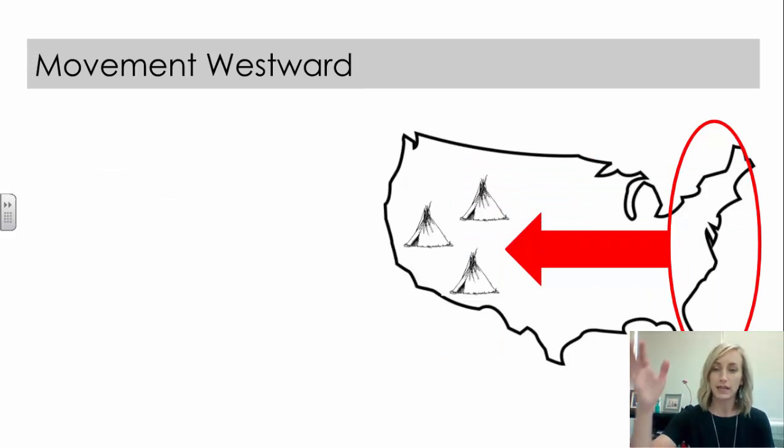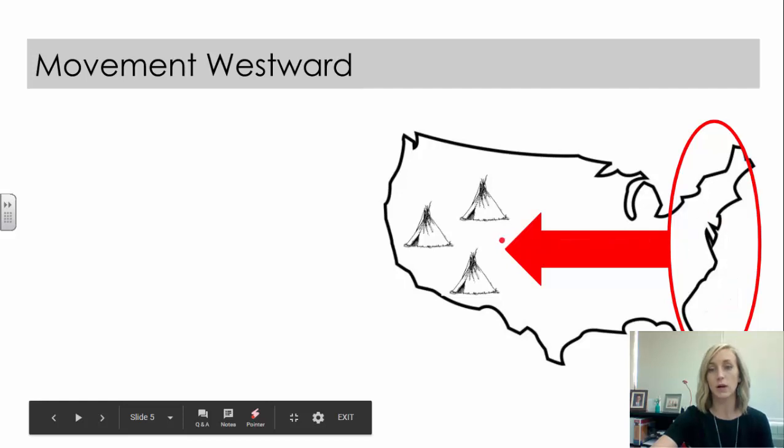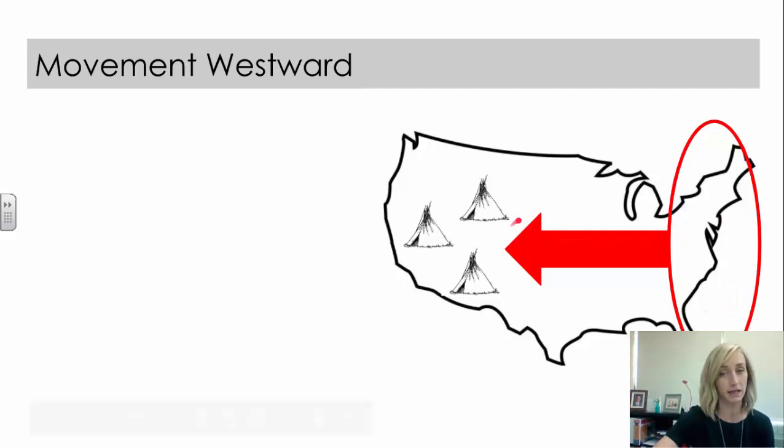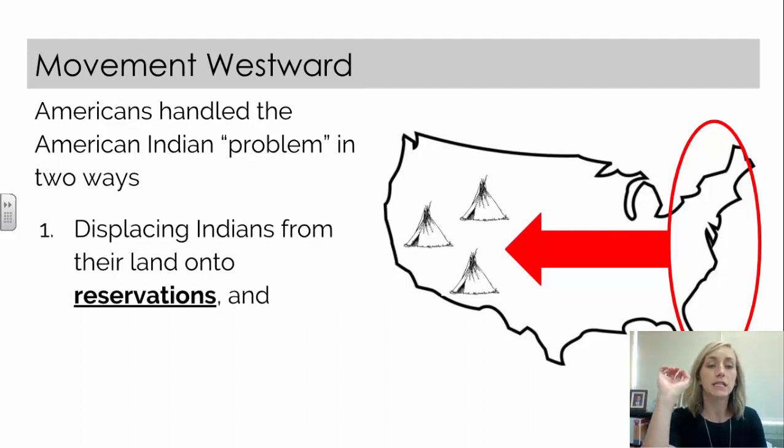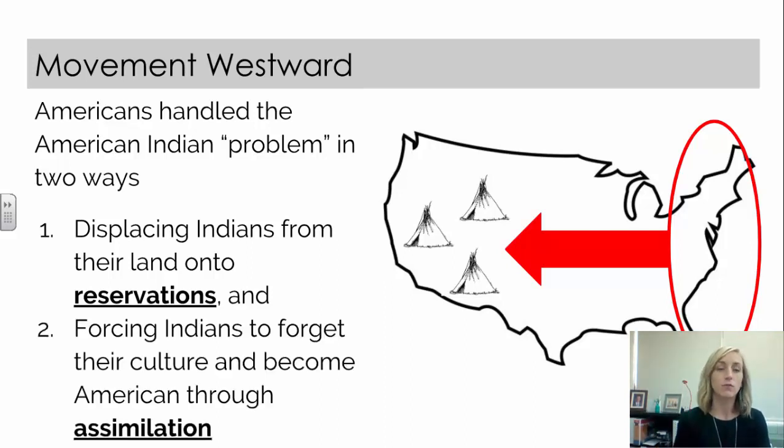So as we were just stating, the white European settlers lived over here and were moving westward. Well, it wasn't empty land over there, right? Like, sure, it wasn't cultivated, but there were Native American Indians living there. So Americans handled the American Indian problem in two ways. They displaced Indians from their land and put them onto reservations, and we're going to define what that is. But then also by forcing Indians to forget their culture and become American through something called assimilation.